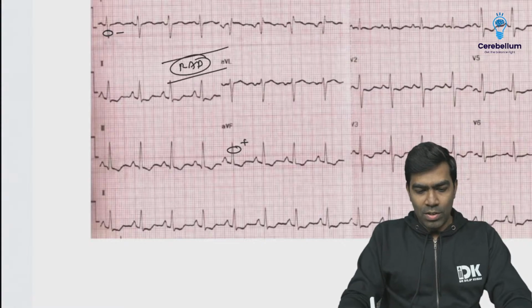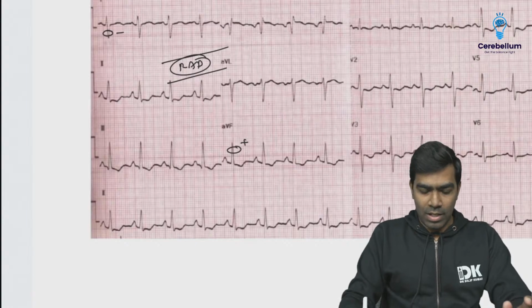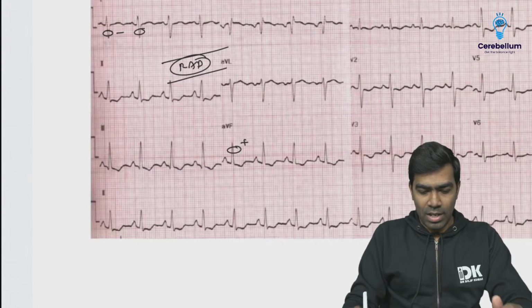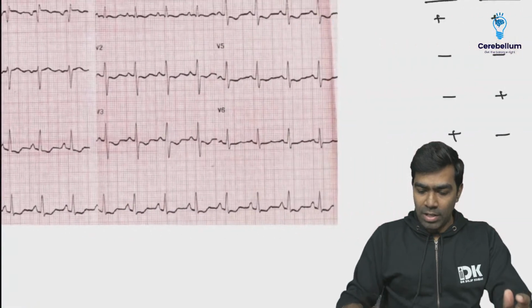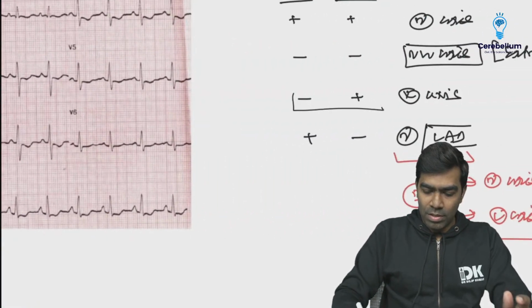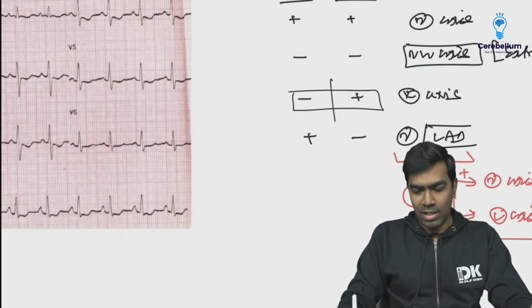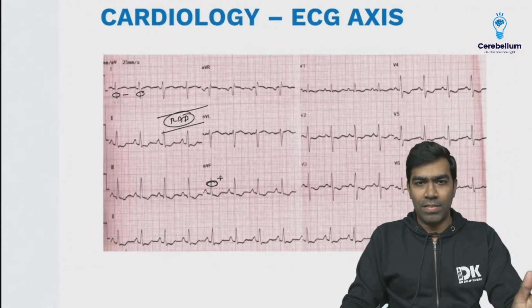Okay, because lead 1 is negative and lead AVF is positive, it's going to be right axis deviation. Can you see? Lead 1 is predominantly negative, a negative deflection, and lead AVF is having a predominantly positive deflection. So 1 negative, AVF positive. Remember, we are going to call it a right axis deviation, isn't it? So this patient is actually having a right axis deviation in the ECG.